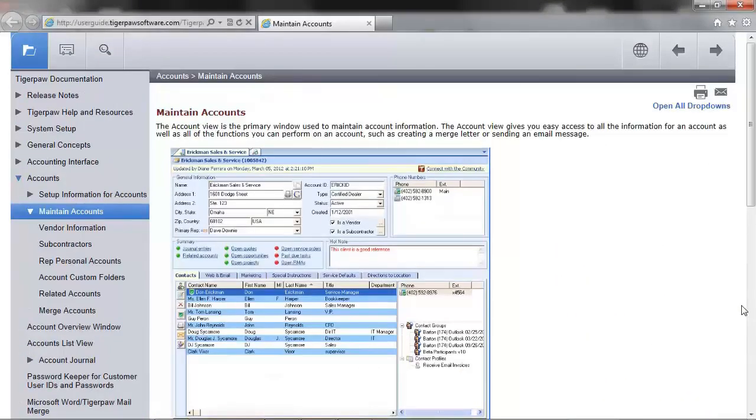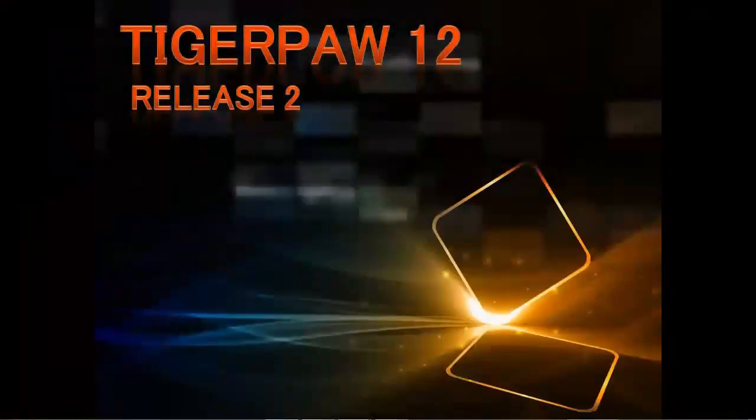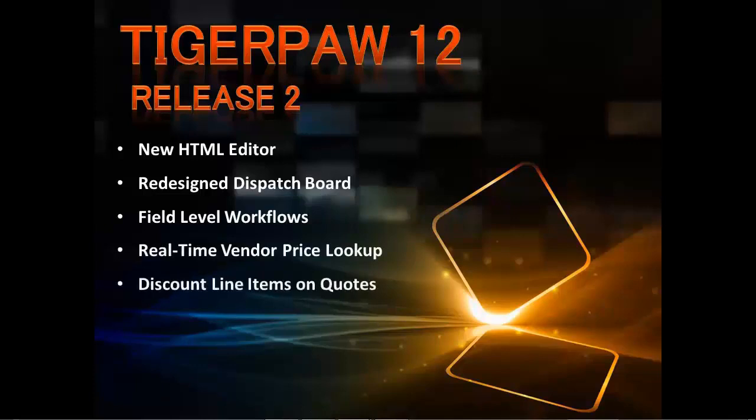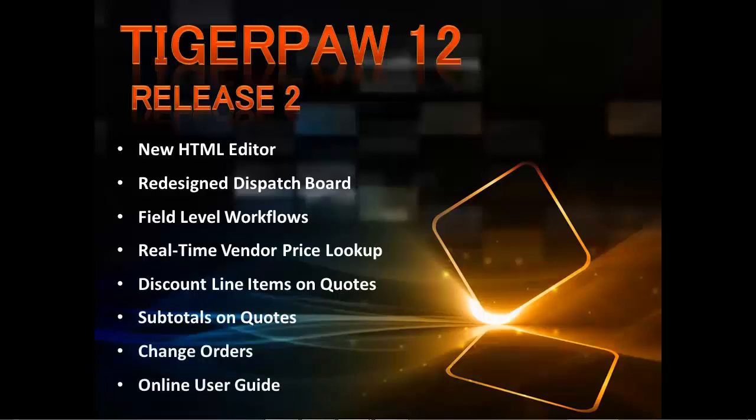Tigerpaw's new online help is your one-stop shop for step-by-step directions, best practices used by the Tigerpaw community, and links to additional training resources and videos. There is something for everyone in Tigerpaw 12 Release 2. The new email editor, redesigned dispatch board, conditional workflows, real-time vendor price lookup, line item discounts, embedded subtotaling, change orders, and the new online user guide. The time to upgrade is now.